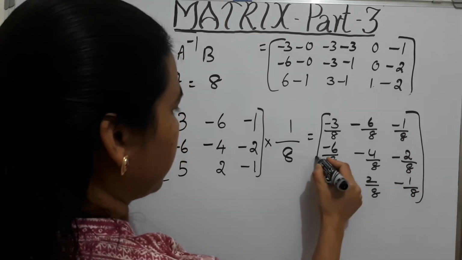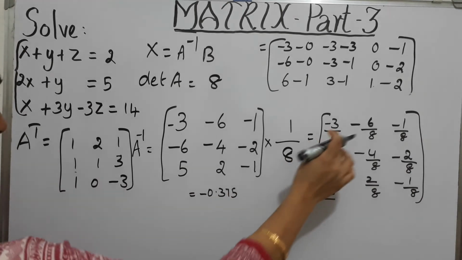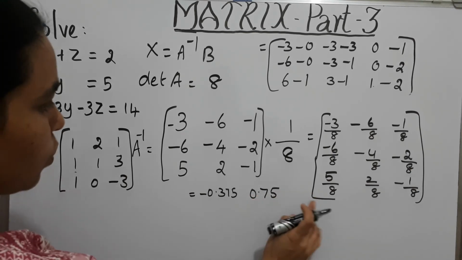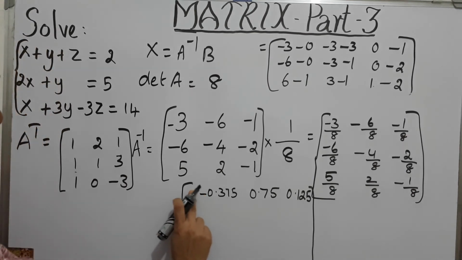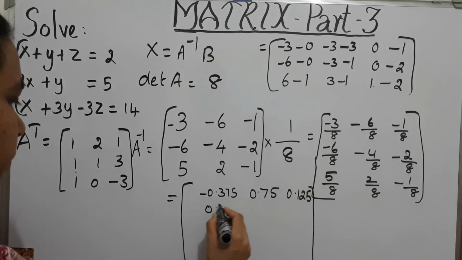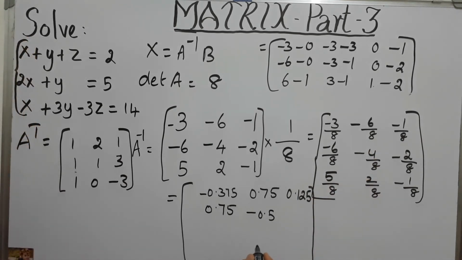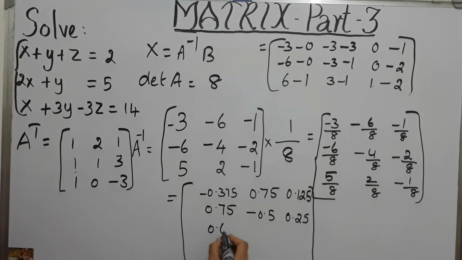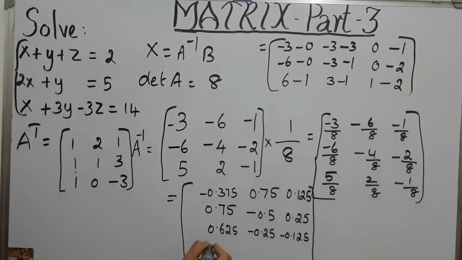So this could be written as decimals. That is equal to minus 0.375, which is minus 3 over 8, and then 0.75, and the next one is minus 0.125, and the next row is 0.75 and minus 0.5. 4 over 8 is actually 0.5, and the next one is 0.25 because it is 1 over 4, and the third row is 0.625, and minus 0.25 and minus 0.125, because this is 1 over 8. So this is the answer for A inverse.